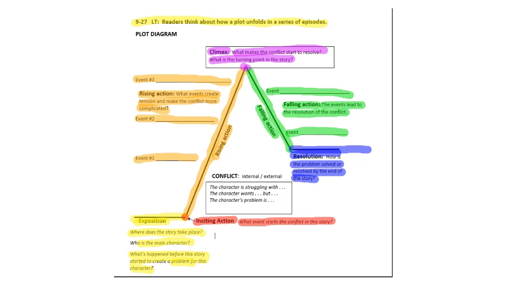Your notebook chart on the left should look like this. We're asking you to really learn the 6 parts of the structure: the exposition, the inciting action, the rising action, the climax, the falling action, and the resolution.